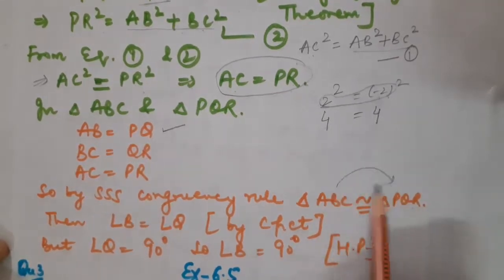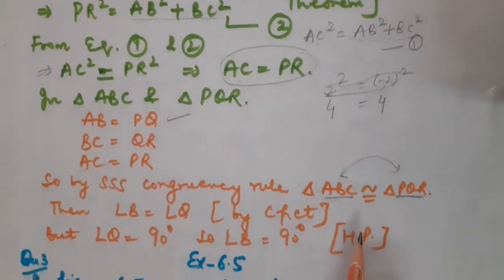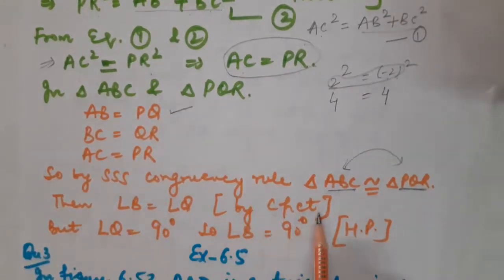So if both the triangles are congruent to each other, it means each and every angle of the first triangle, that is triangle ABC, must be equal to the corresponding three angles of the triangle PQR. Means angle A must be equal to angle P, angle B must be equal to angle Q, and of course angle C must be equal to angle R. They all are corresponding angles of each other. Correct? So by CPCT, by corresponding parts of the congruent triangles, we can say that angle B is equal to angle Q.